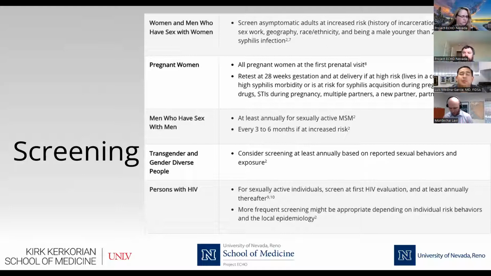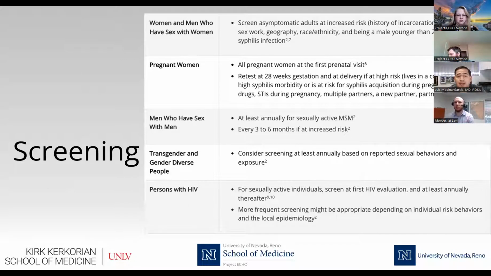So in women and men who have sex with women, you are to screen asymptomatic adults at increased risk, such as those with a history of incarceration or transactional sex work. Depending on where they live, race and ethnicity plays a role in this, as well as being young. Pregnant women should all be screened for syphilis at the first prenatal visit. Hopefully that will be very early in their pregnancy. And in patients at 28 weeks gestation and at delivery, if at high risk, who live in a community that has high syphilis morbidity, you should test them again to make sure that if they are infected, they get timely treatment to prevent issues with the baby.